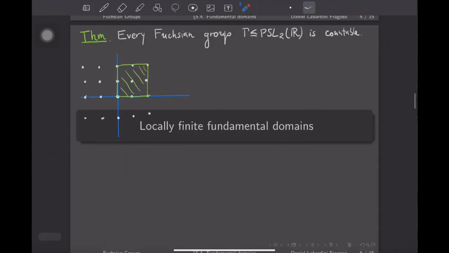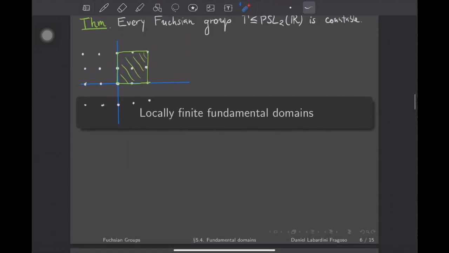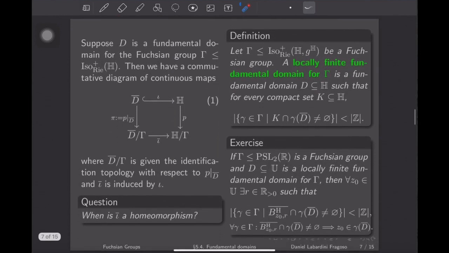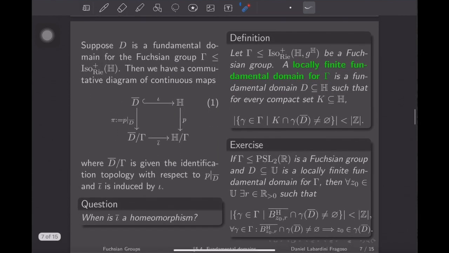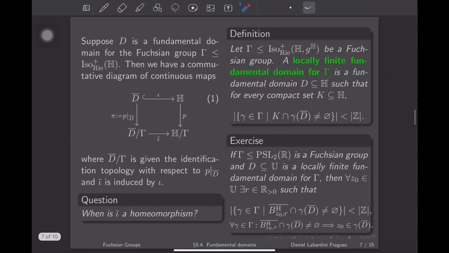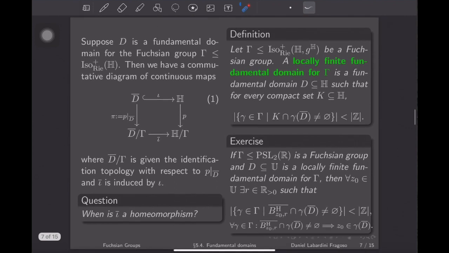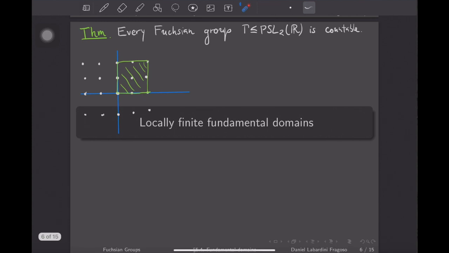Okay. And now we're going to enter these locally finite fundamental domains, which we are going to see have certain nice properties. Because you see, one takes, let's think about just the, well, here again in R2.